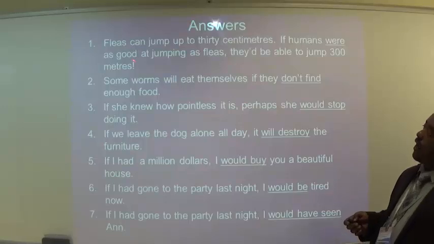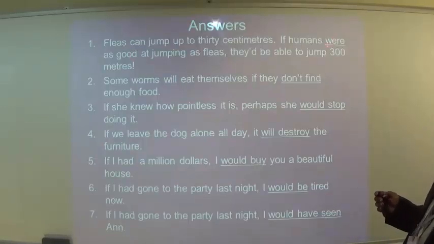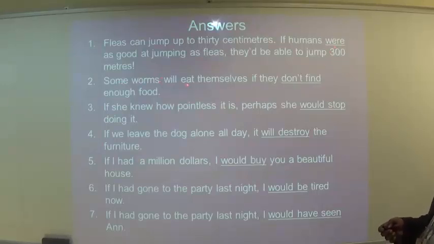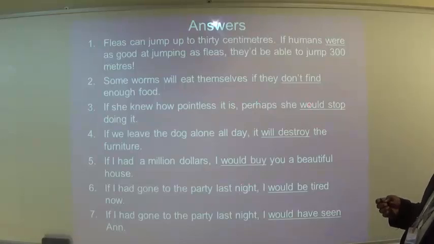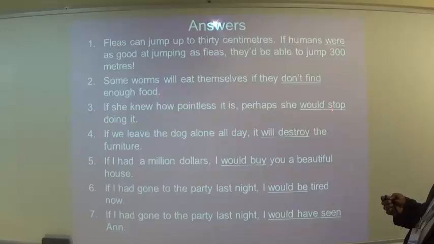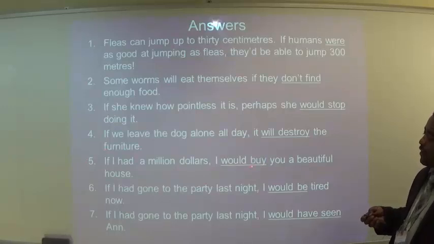Okay, what are the answers here? B, it is used as a verb. And in the second one, some worms will eat themselves if they don't find enough food. Okay, and don't find here, the verb find, preceded by the negation here, don't. And number 3, the verb is would stop. And number 4, the main verb here is the verb destroy, preceded by modal verb will. And number 5, would buy, preceded by would.